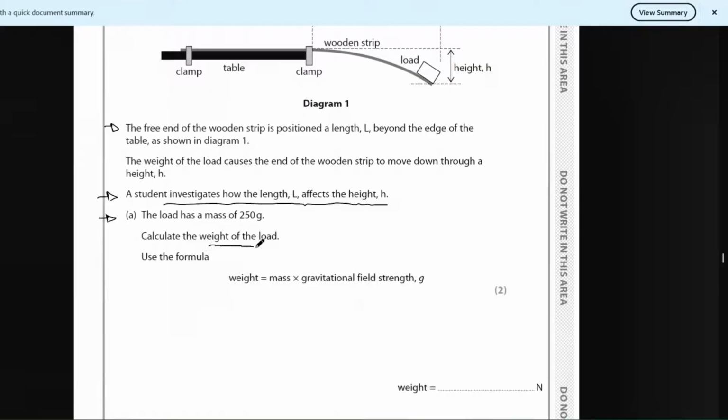We need to calculate the weight of the load. So weight is equal to mass times gravitational field strength. So we'll say equal to, but we need to be careful. Mass has to be in kilograms. So 250 grams is equal to 0.25 kilograms times the gravitational field strength, which would be 9.8. This gives us 2.45 newtons. We can round this to 2 significant figures, so 2.5 newtons.